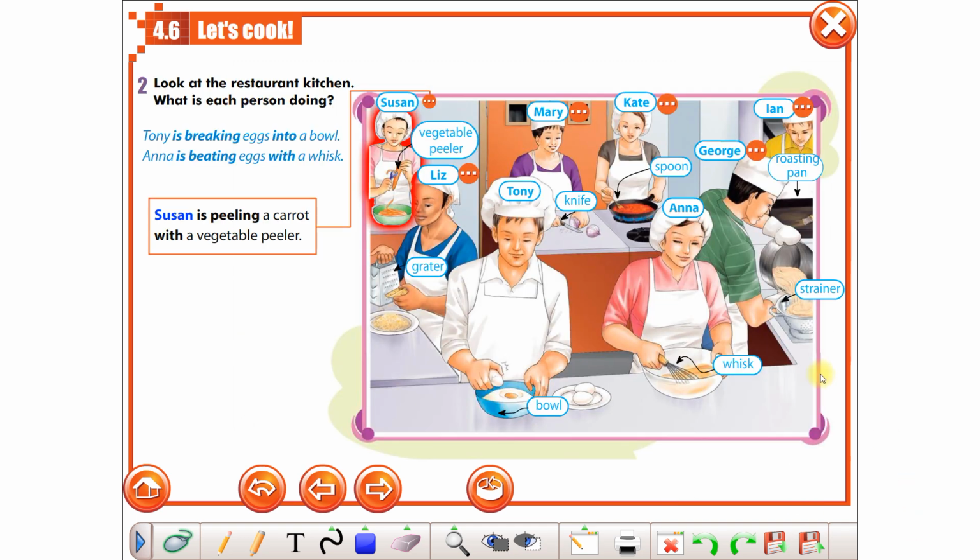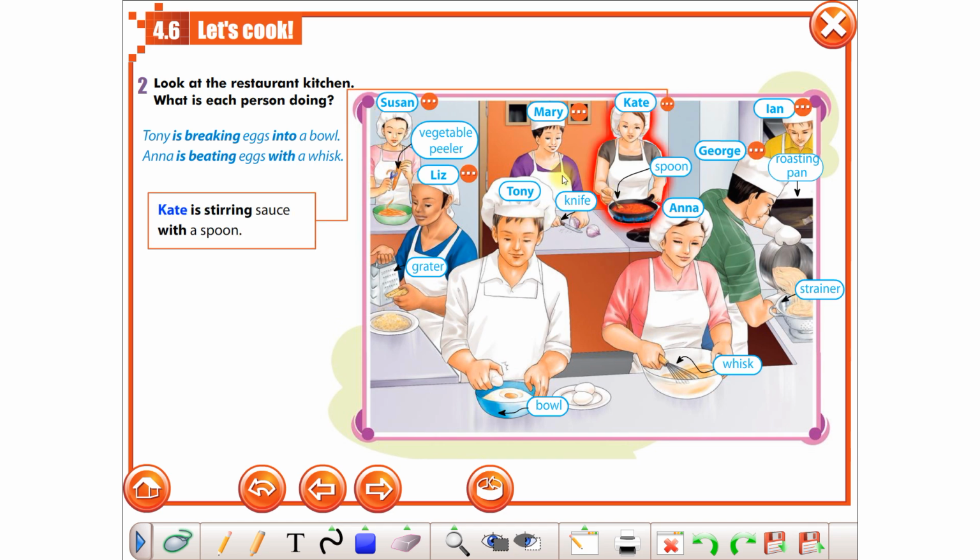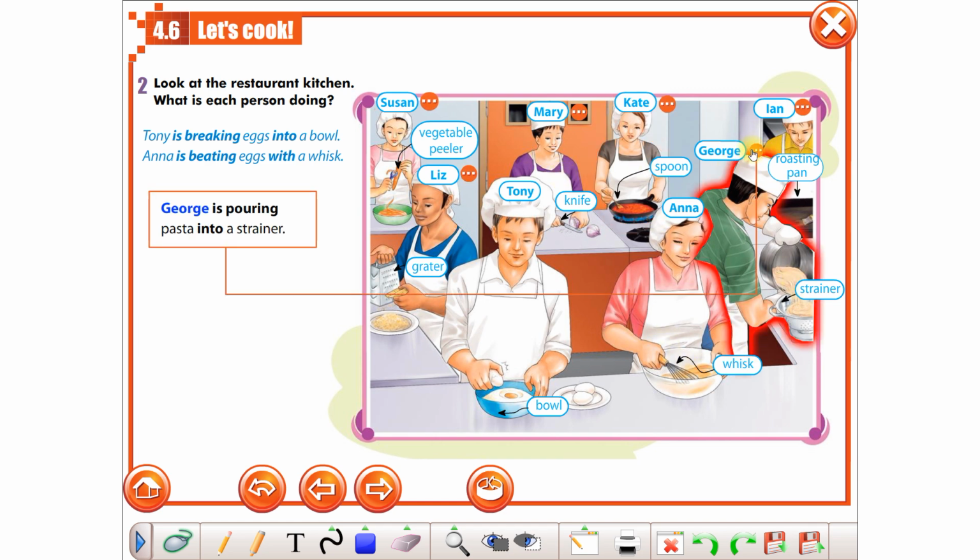On this section, we practice the unit number 3, describing the events, what is happening at the moment. Susan is peeling a carrot with a vegetable peeler, so that's the name of the instrument. Kate is stirring sauce with a spoon. Then let's pick up here. George is pouring pasta into a strainer. And, well, that would be it for this section.